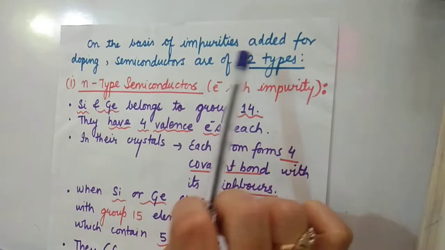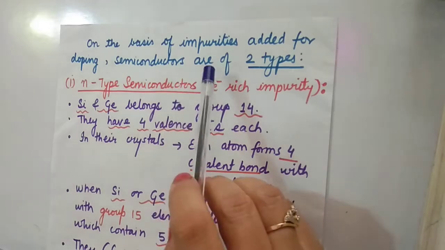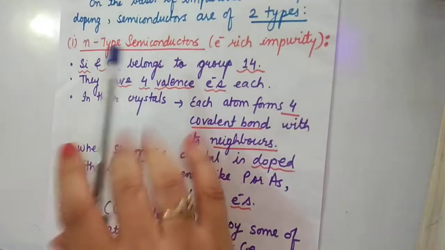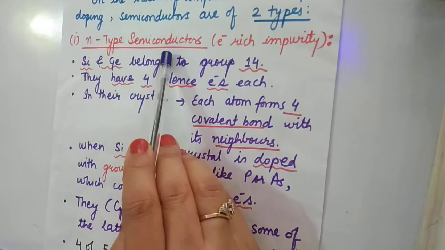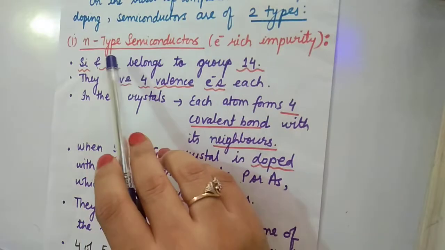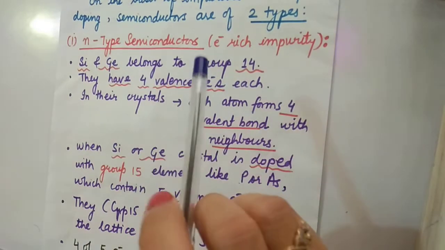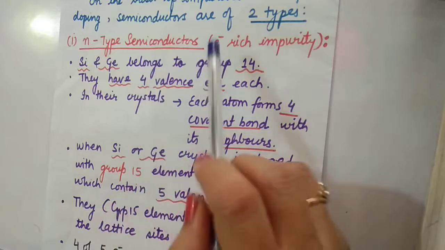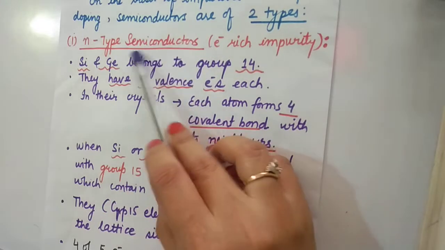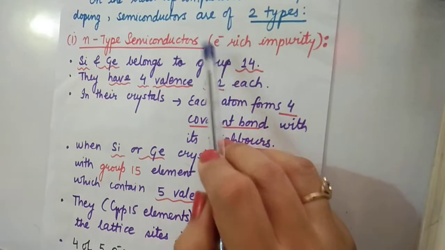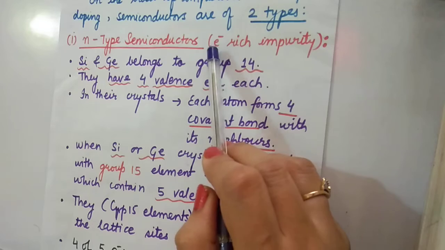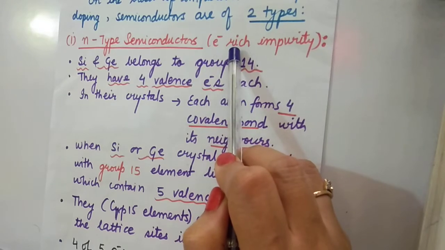So on the basis of the type of impurity added to semiconductors, semiconductors can be divided into two types. The first type of semiconductor is N-type semiconductors, and they are also known as electron-rich impurity. It means that to the semiconductors we are adding some elements which are rich in electrons.